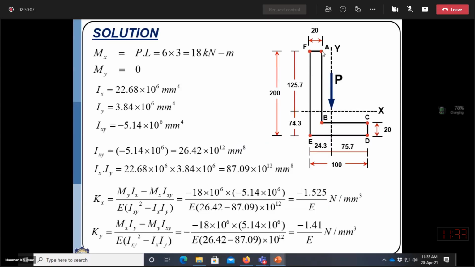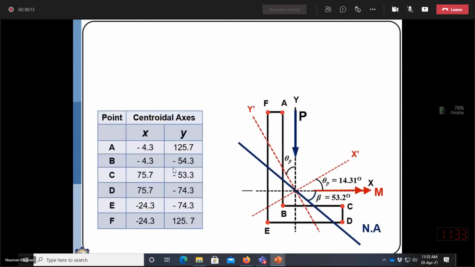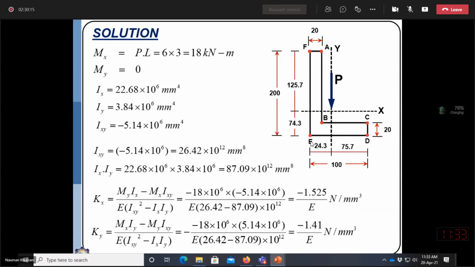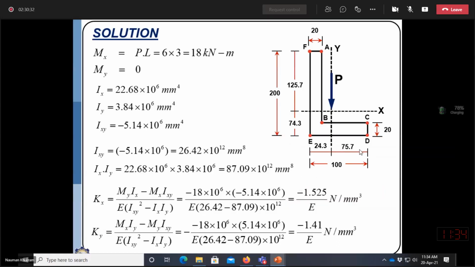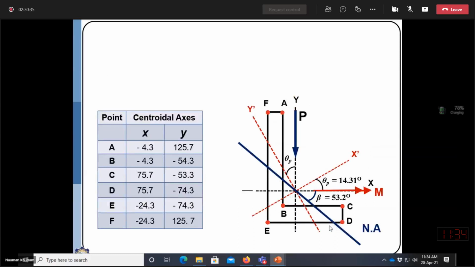X bar for A and B will be the same, which will be 4.3. And similarly for points F and A, they are situated at a distance 24.3 from the vertical axis F and E. And similarly C and D, they are situated at a distance 75.7, just like here. So please note that you need to use these coordinates with their quadrant sign.